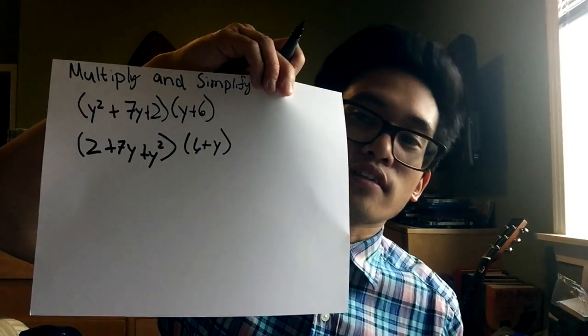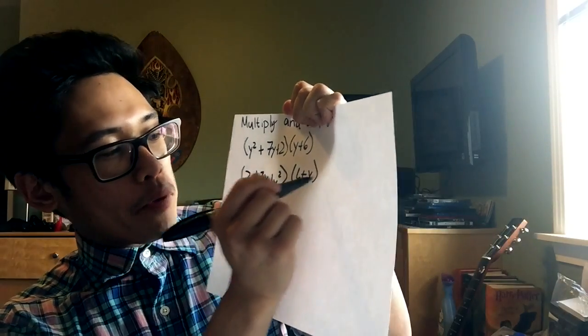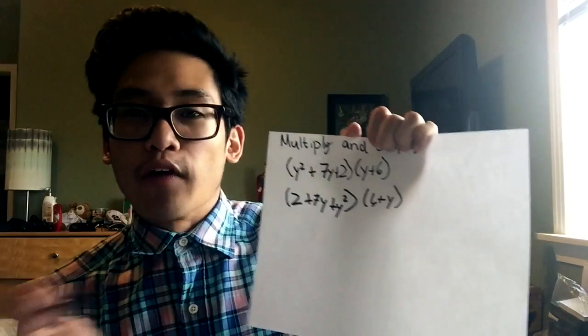So let's do this. First off, I'm gonna rewrite it. I'm gonna make it parenthesis 2 plus 7y plus y squared, close the parenthesis, and then put 6 plus y. Why, you ask? I don't know, because I want to. All right, so when I do this, I just think of boom, boom, boom, boom, boom, boom. It will make sense when I do it.